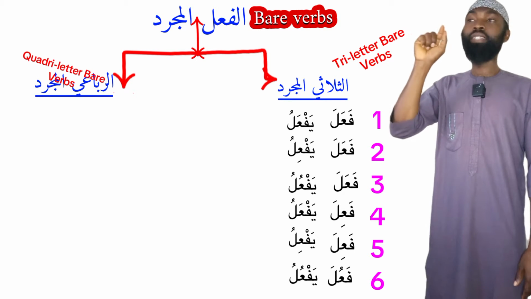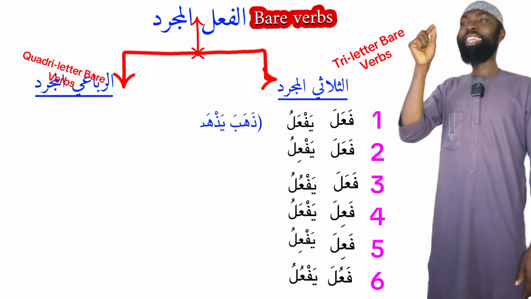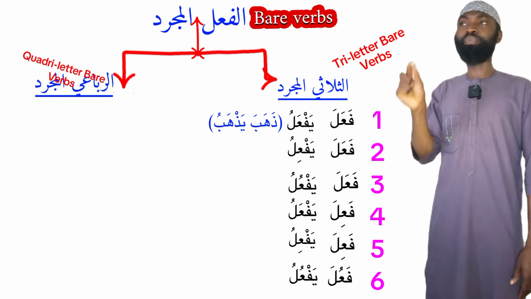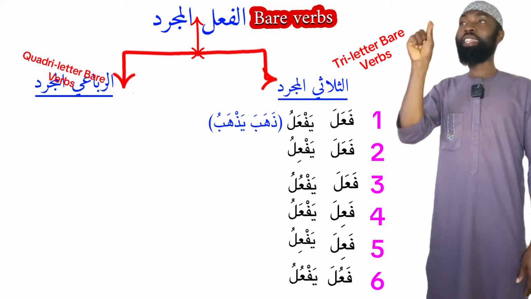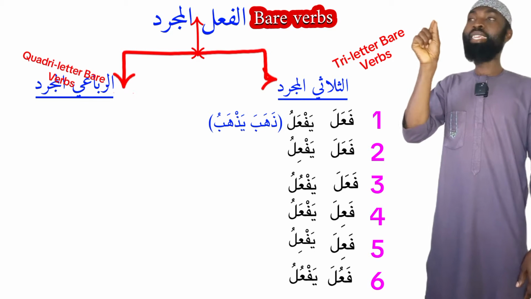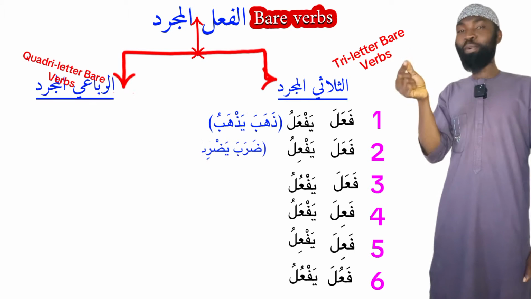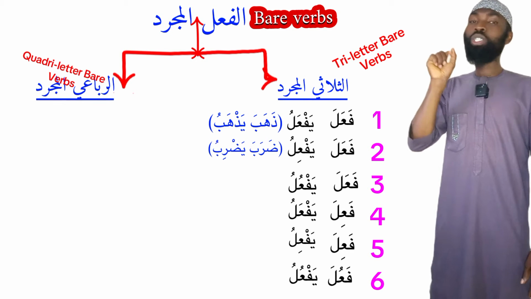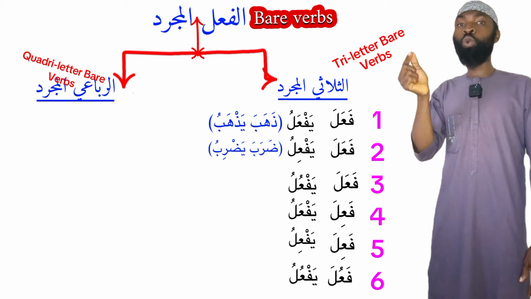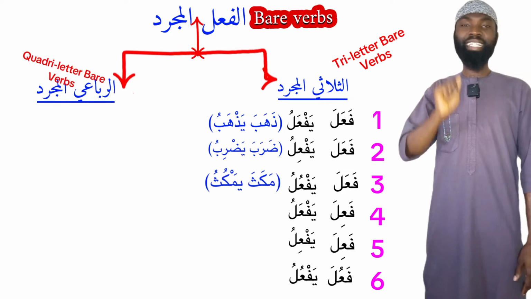As for the first scale, which is fa'ala yaf'alu, that is where we have the word dhahaba yadhhabu. We can see it maintains the same vowelization. Fa'ala yaf'alu, dhahaba yadhhabu. The second scale, which we have fa'ala yaf'ilu, we have what? Daraba yadribu. That is an example. The third, where we have fa'ala yaf'ulu, we have what? Makatha yamkuthu as an example.